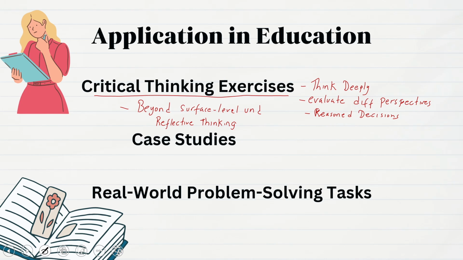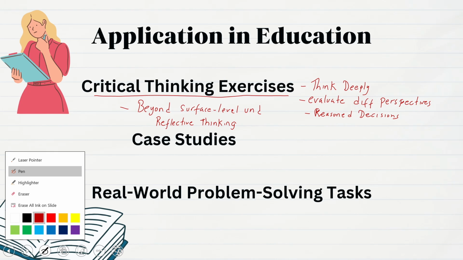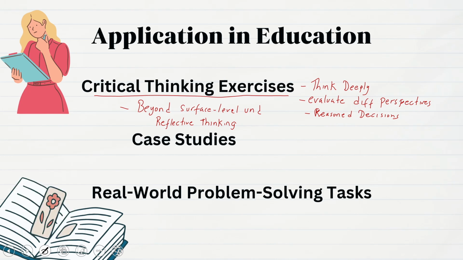For example, in a sociology class, students may be asked to evaluate the effectiveness of different government policies in addressing climate change. So when this is presented to the students, they will have to analyze the data, consider the potential impact of each policy and justify their recommendations based on evidence.